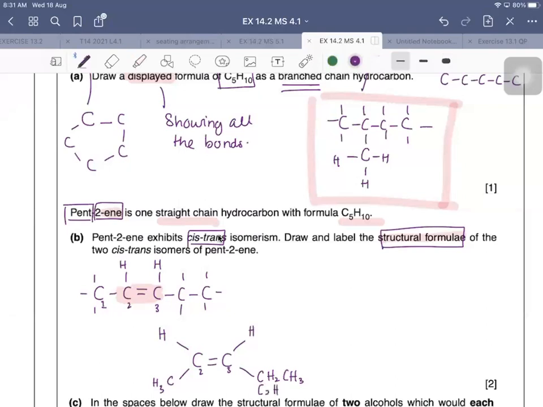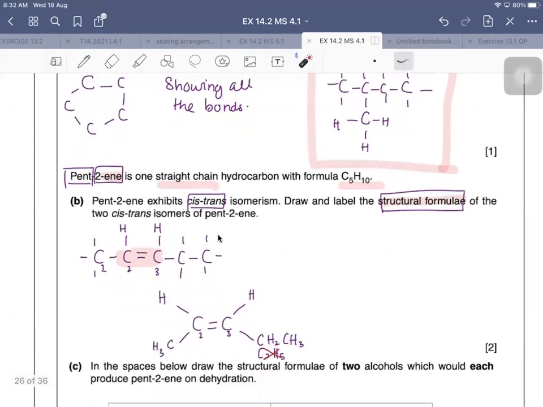Now it says structural formula here, so that means you cannot write down C2H5, okay? C2H5 is not a structural formula, so we don't want you to do that. Okay, you have to write down the structural formula that is the atoms according to its arrangement. So that means after carbon 3, you have the hydrogen. Okay, that's done. And then you move on to the other bond where you have a CH2 followed by a CH3. Okay, so this is one type of cis-trans isomerism, okay?